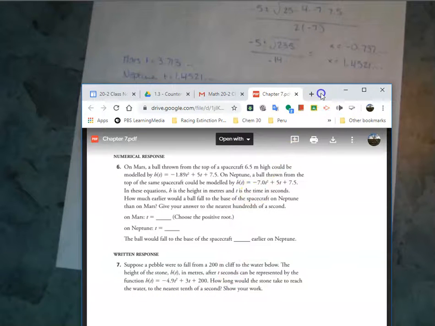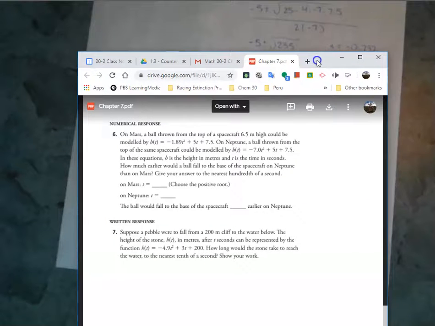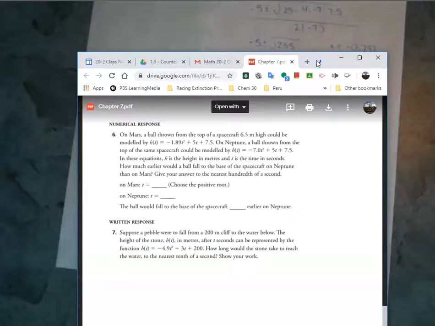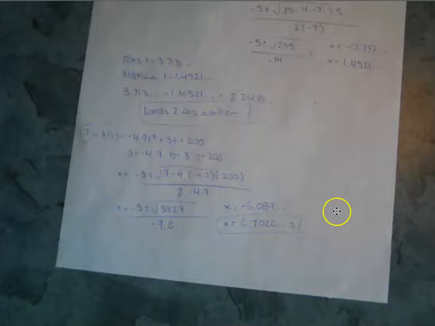So if you want, you can try and just pause the video and go ahead and try it, because this will be basically the same as the previous question. So maybe pause it, see if you can do it now that you've seen one question like that, and then you can come back and have a look at the solution.